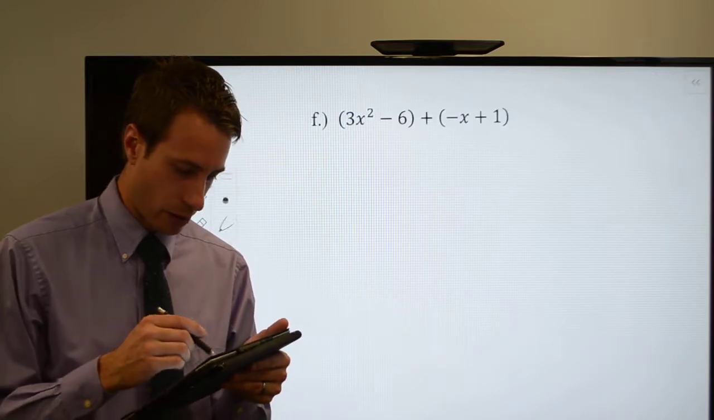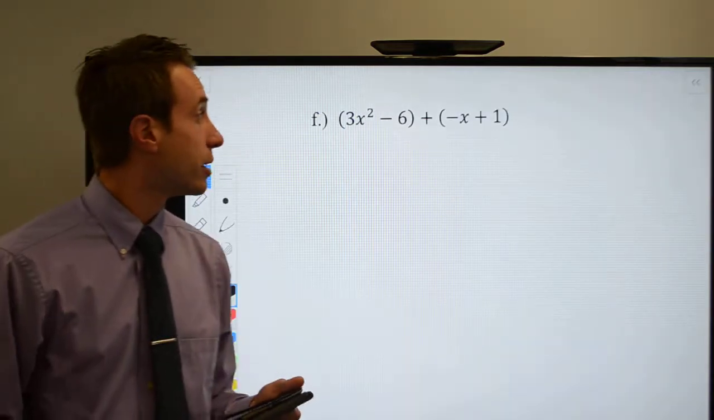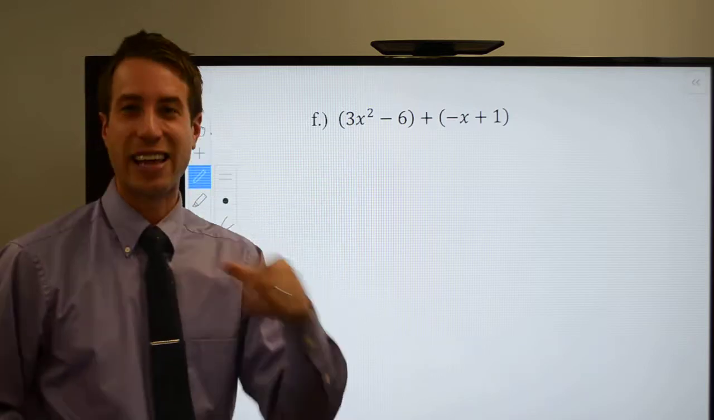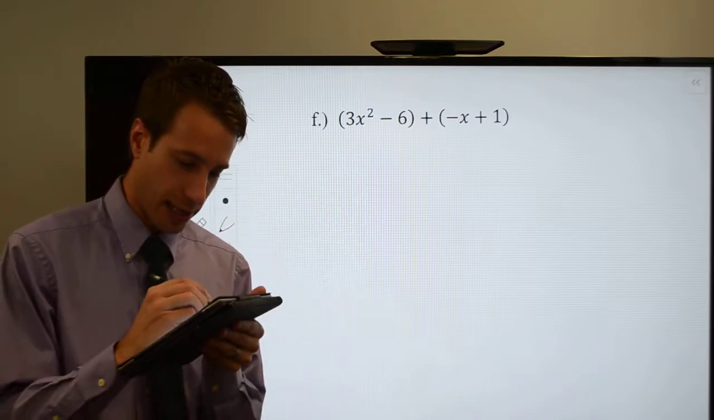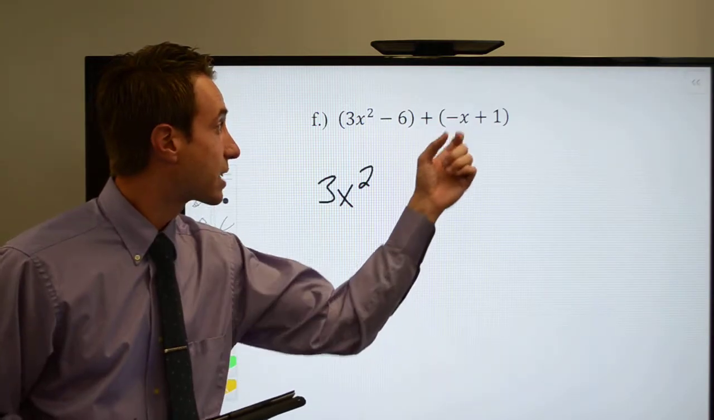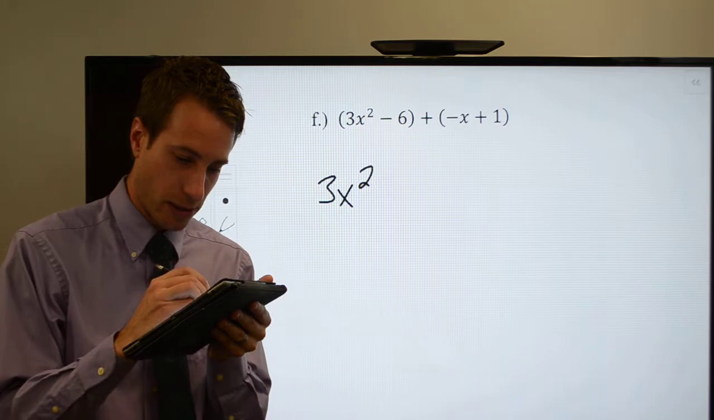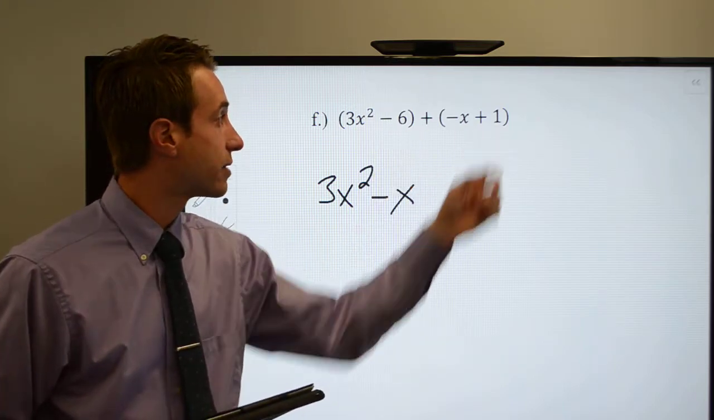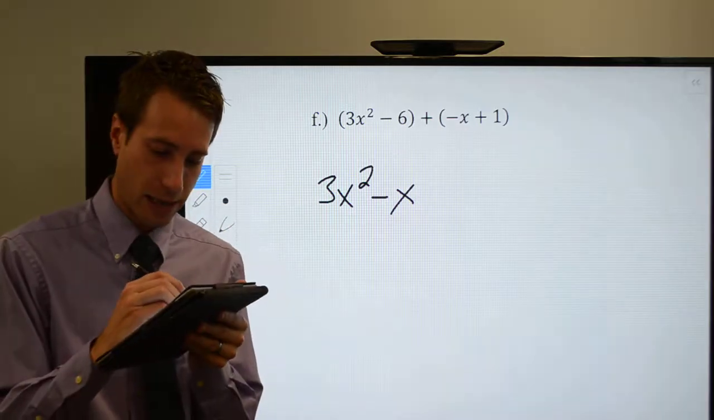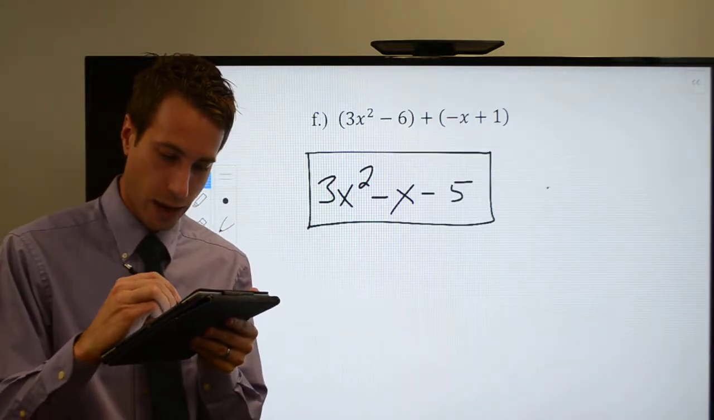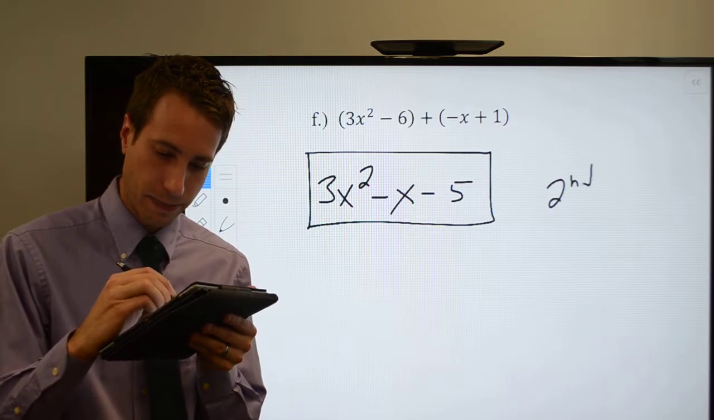And I think I got one more here for you. Yes, I do. It is addition. So here we go. I have a 3x squared. Look at that, I don't have any other x squared terms, so that's it. It's going to be a 3x squared. I have an x, but I don't have any other x's, so it's just going to be a minus x. The only thing I can combine is a negative 6 and a positive 1, which leaves me with a minus 5. And once again, I get another quadratic. Those quadratics. So this is second degree.